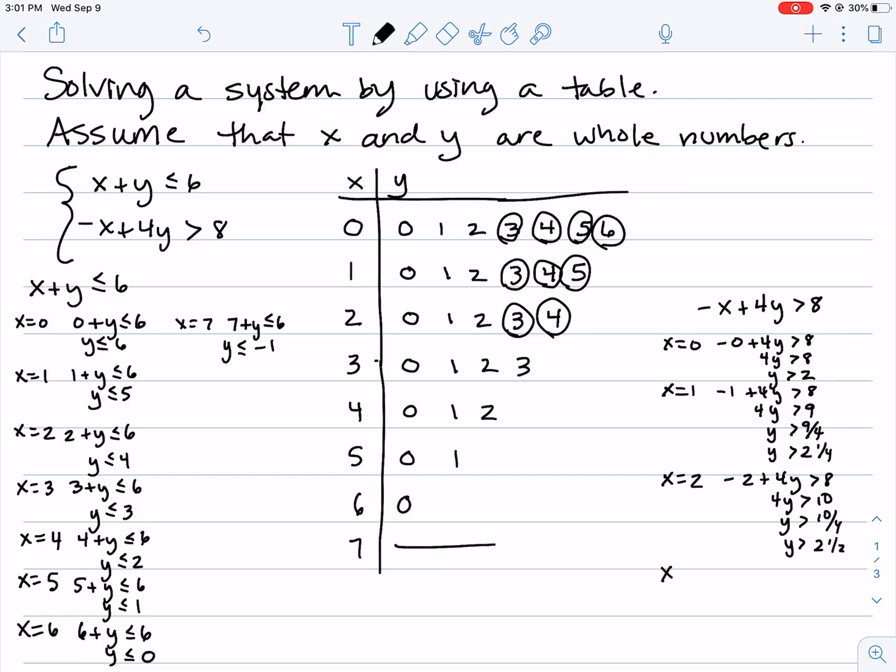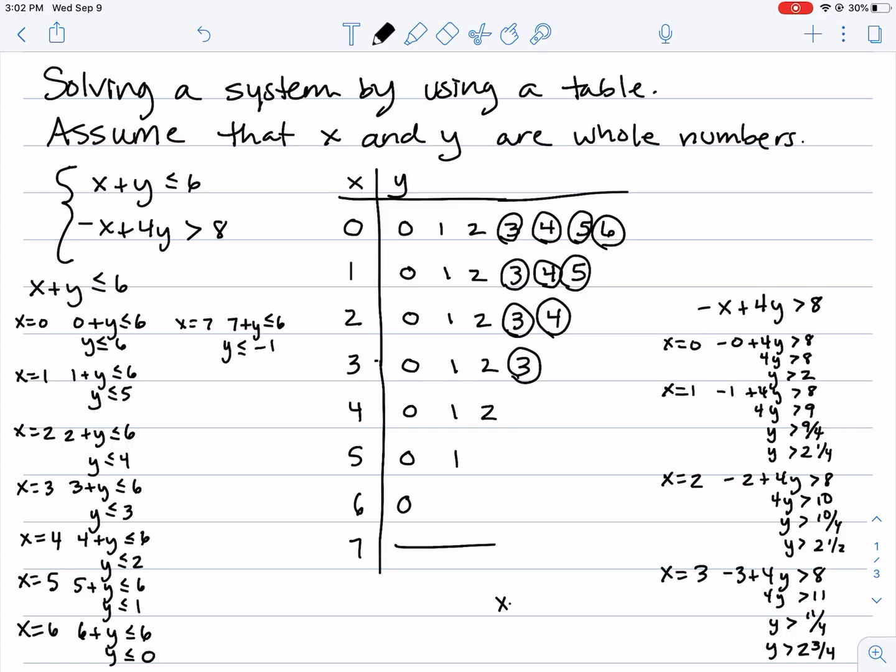Well, we got to check x equals 3. So I have -3 plus 4y greater than 8. Let's see, add 3, that's 4y greater than 11. Divide, that's 11 fourths. 11 fourths is the same as 2 and 3 fourths. So for x equals 3, I have to circle the whole number solutions that are greater than 2 and 3 fourths. Well, that's going to be 3.